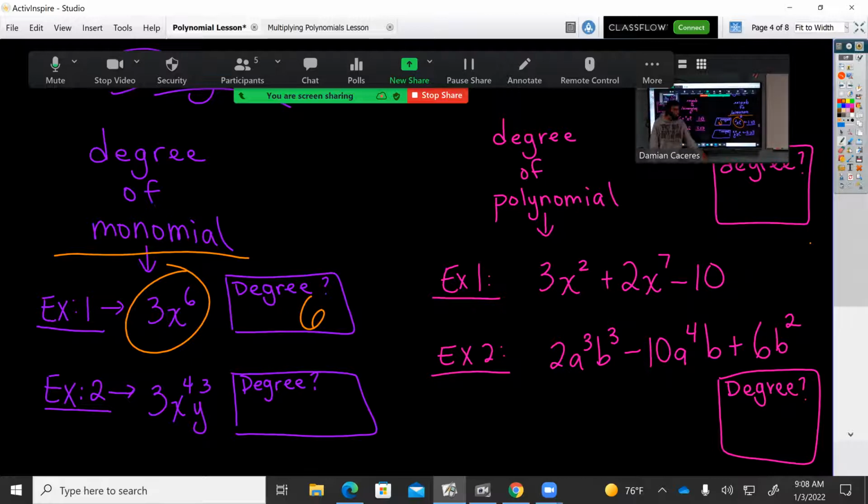Now, don't get tricked on example 2. What's the degree of example 2? Not 4, because that's all one term. So, think again. 7. 7 is the degree, because that whole term has how many total exponents? A 4 and a 3 is 7. Everybody with me so far? Now, that was the degree of a monomial when it's one term. A degree of a polynomial, same concept, but you're just looking for the term with the biggest exponent.